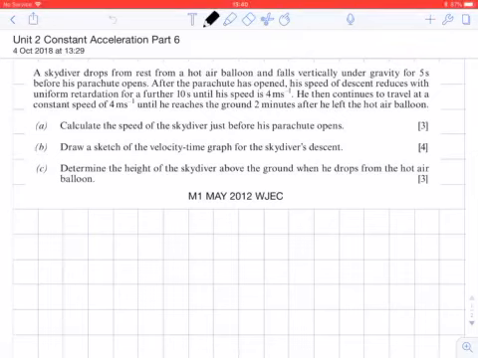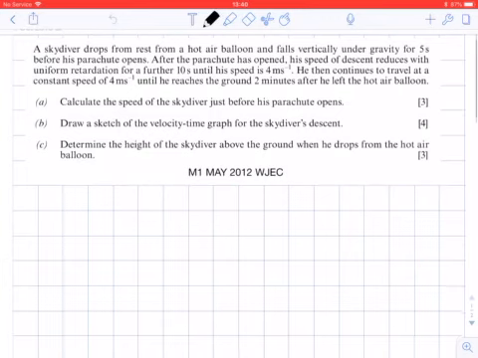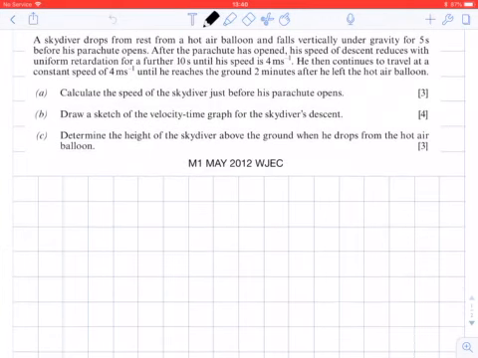In this next video, we're going to look at another SUVAT constant acceleration question, but again, slightly different to the first. I've tried to mix them up in terms of their content. In this one, a skydiver is dropping from a hot air balloon and falling to the ground. So again, different from an object being projected upwards, this is something that's dropping to the earth, okay?